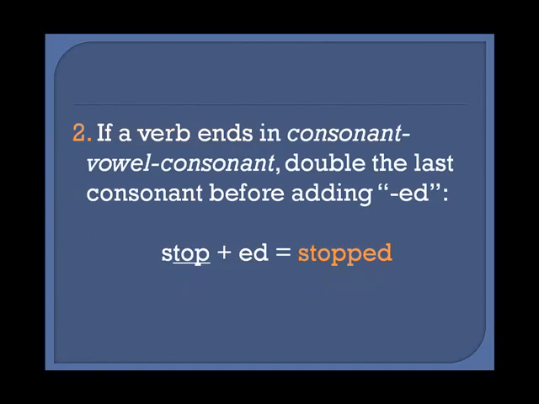Rule 2. If a verb ends in consonant, vowel, consonant, double the last consonant before adding ed. Stop is a good example. It ends in TOP, consonant, vowel, consonant. So we're going to double the P and then add ed, and we get stopped.